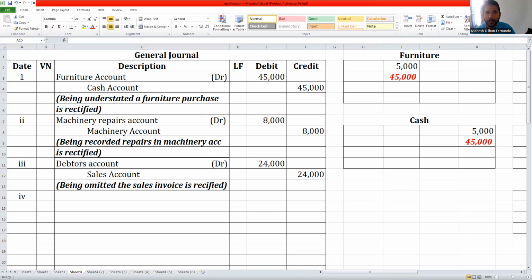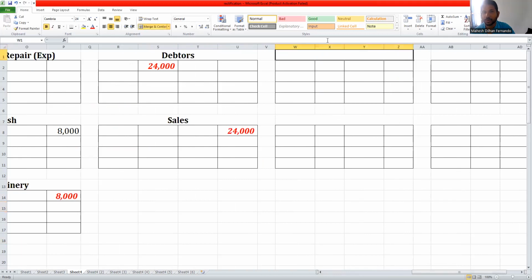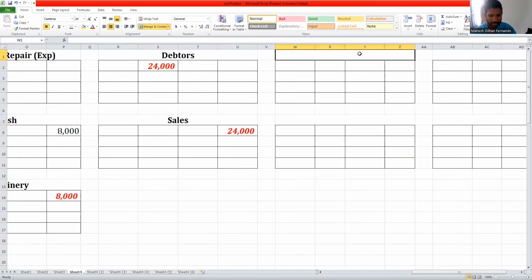Number 4. Payment of electricity value 12,000 is recorded twice in the books. To record the payment of electricity, we need the following two accounts: electricity, and also cash. We have paid electricity and it is recorded once in the books, but erroneously, the same is recorded twice.